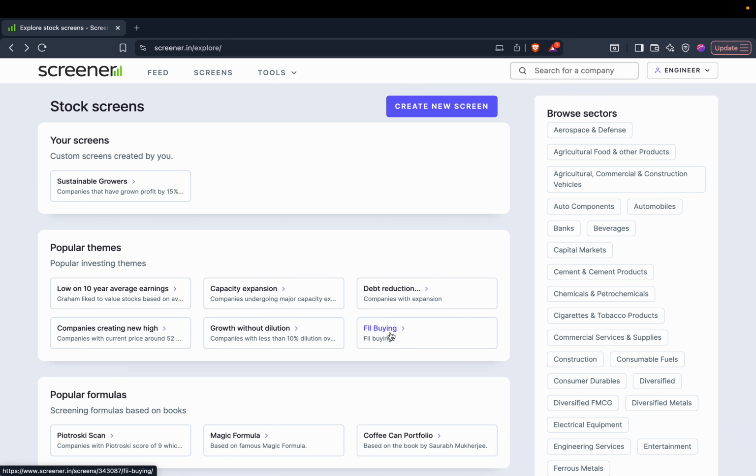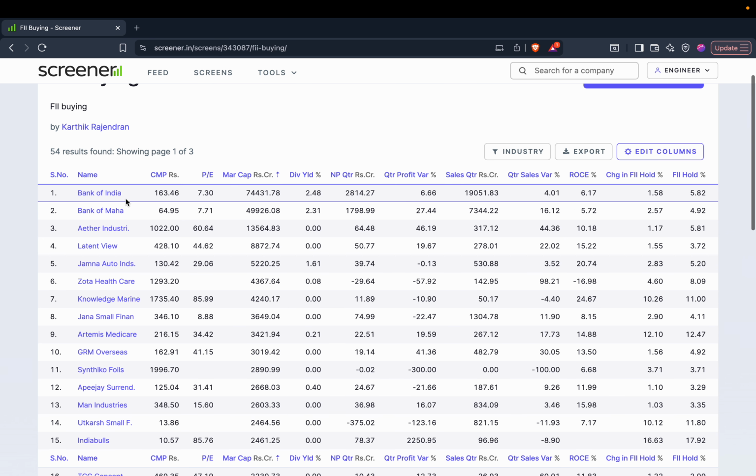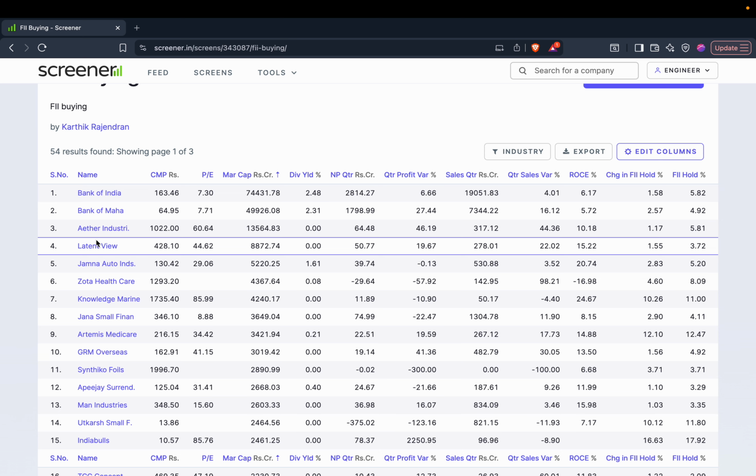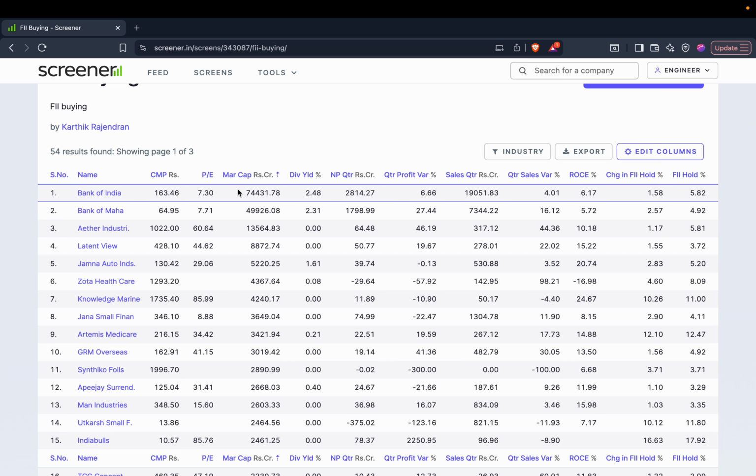Like, let's look at a theme called FII buying. FIIs are basically foreign institutional investors. So this lets you look at where the intelligent money, the foreign investors, are investing in the Indian market. So there are stocks like Bank of India, Bank of Maharashtra, Ether, Latent View, Jamna Auto Industries, and this is sorted by market cap. So how does this work internally?